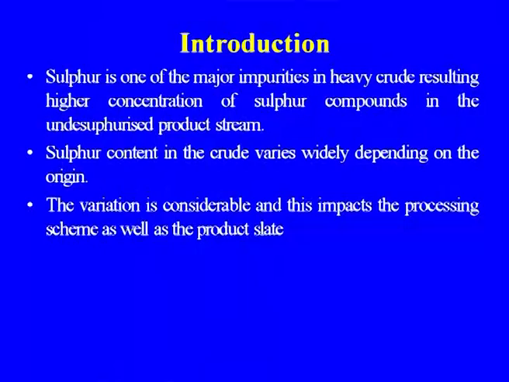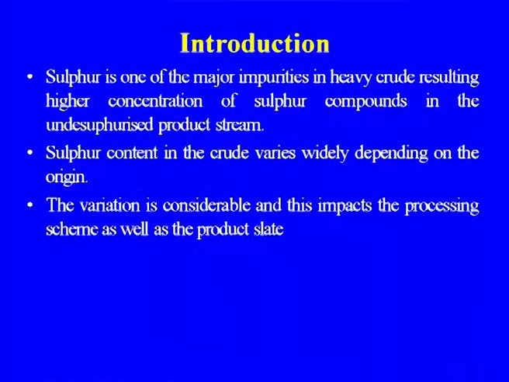Sulphur is one of the major impurities in heavy crude, resulting in a higher concentration of sulphur compounds in the undesulphurized product stream. The product stream is not only the final product, but also the feedstock to various processes like FCC, hydrocracking, and catalytic reforming. Already we have discussed that before going to the main reactor, the feed is pre-treated. And even after that, the product may contain traces of sulphur compounds, and to meet the environmental standard of 50 ppm, the product definitely has to be treated.